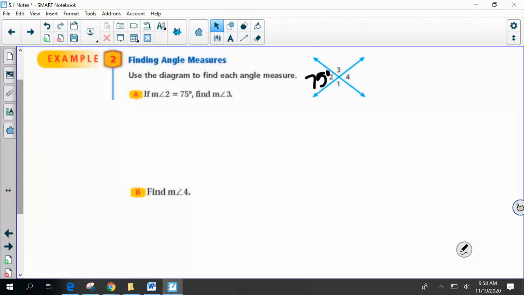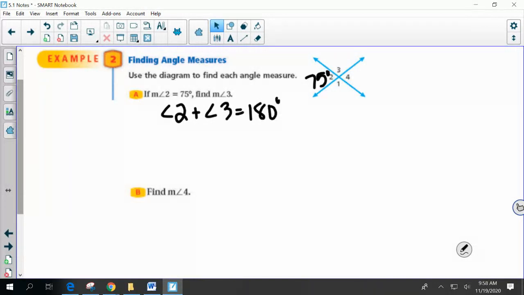So if you look, those are both lying on a straight line. So what would they have to equal? 75. A straight line is 180. 180. So angle 2 plus angle 3 would have to equal 180 degrees.